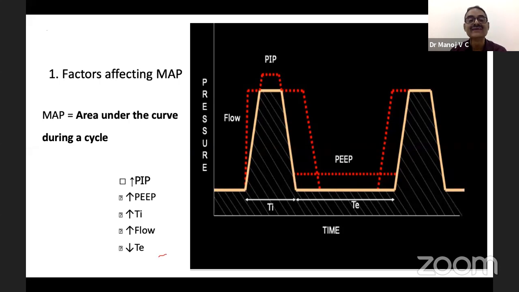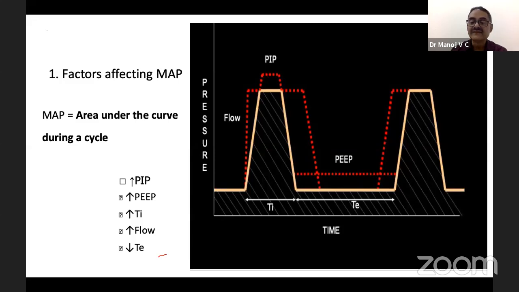So you can increase the mean airway pressure by increasing the PIP or increasing the PEEP, or you can increase the flow, or you can increase the inspiratory time, or you can reduce the expiratory time indirectly. So these are the measures that you would do to increase the mean airway pressure. And so this can be well depicted in this.